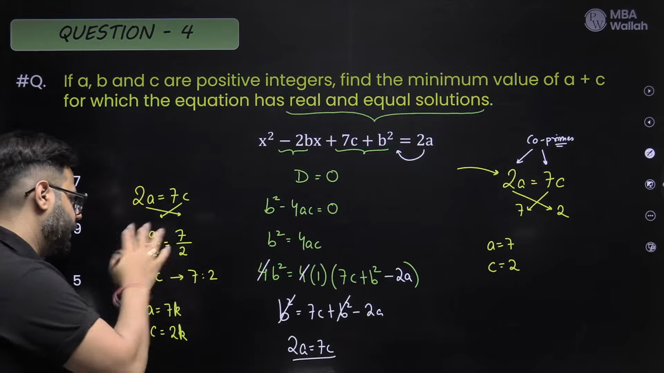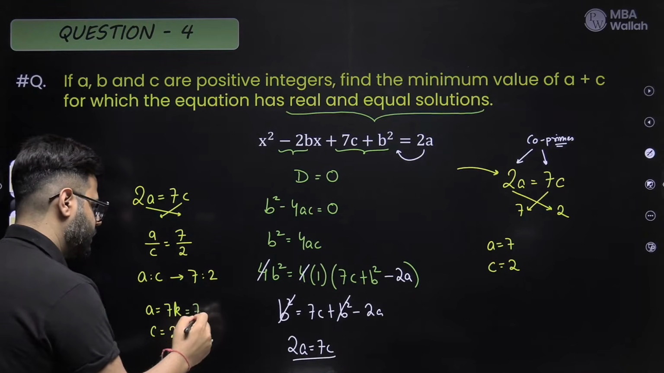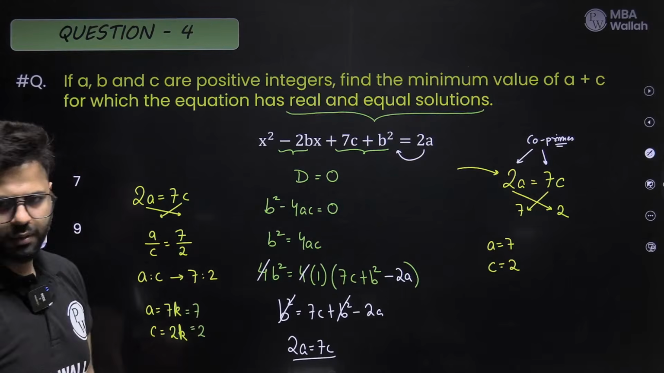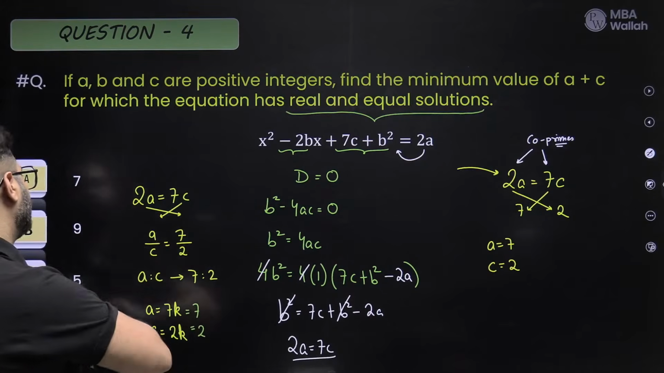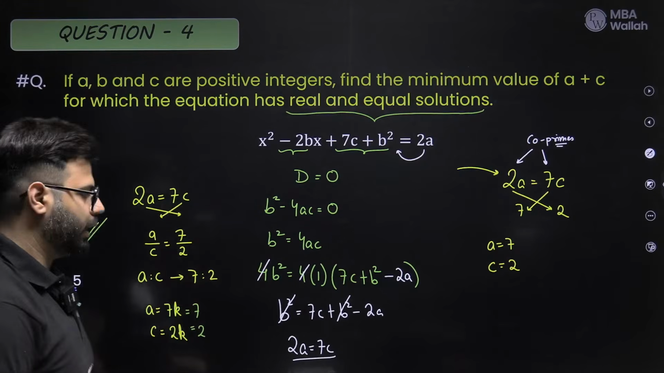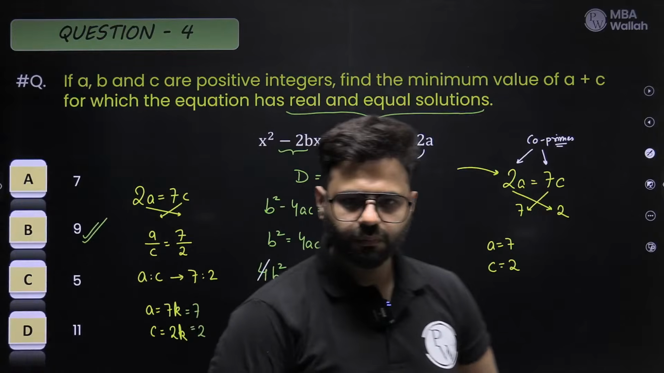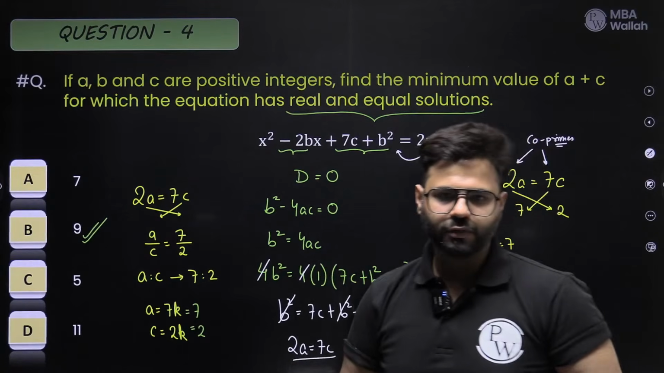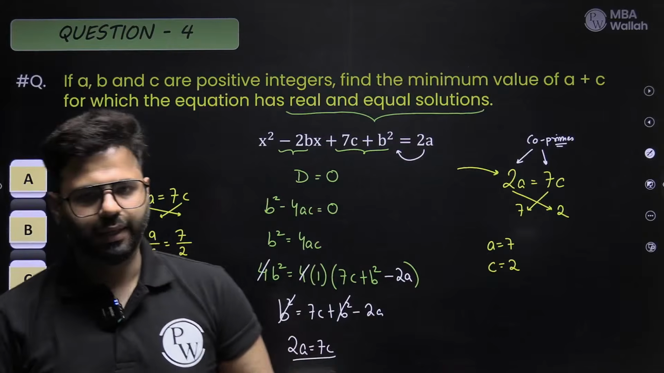Or if you go by the ratio, then here you put K as 1, that means this is 7, this is 2, right? Anyways, the minimum value turns out to be 7 plus 2, that is 9. Easy. 9 is the minimum value.